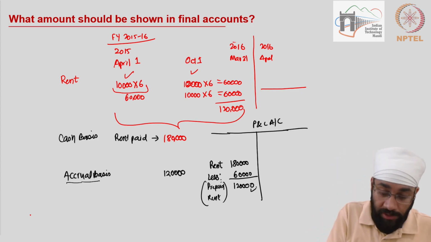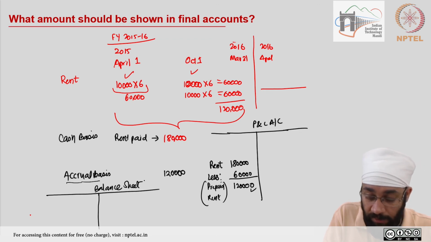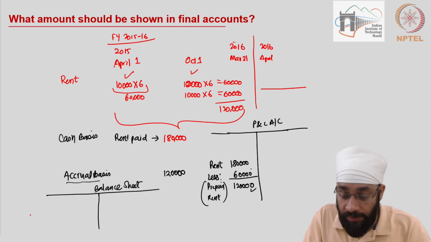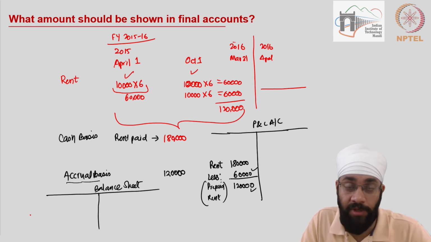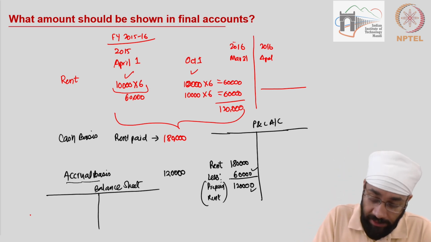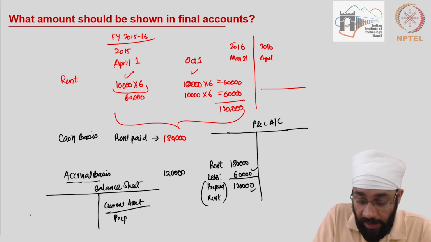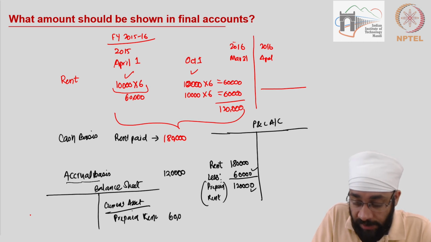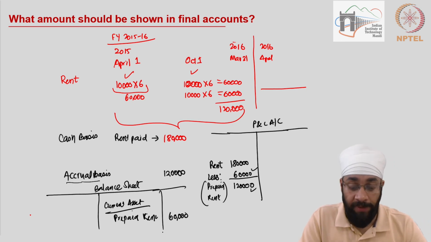In the balance sheet, on the other side, the balance sheet will show you the impact of the 60,000 that has been paid. You've paid for it, the cash has gone out, you have to do something about it. So if you have paid in advance, it is shown as a current asset. So in the balance sheet, under the current assets, you'll show an item called prepaid rent, and the amount is going to be 60,000, right? So that is the effect on the balance sheet.